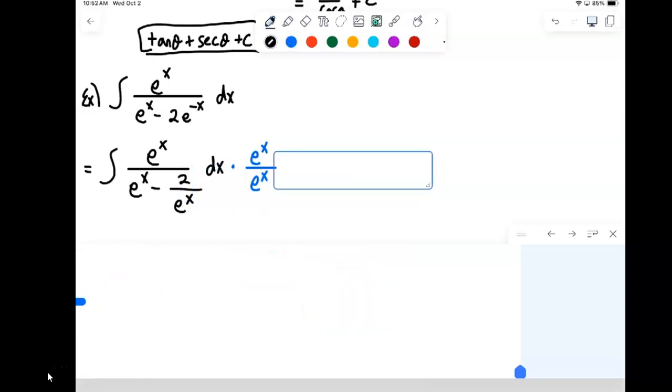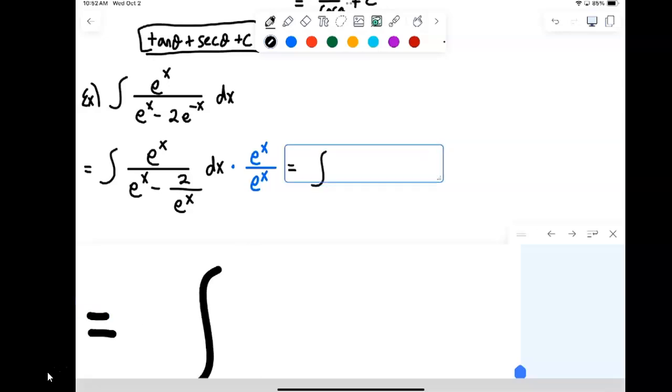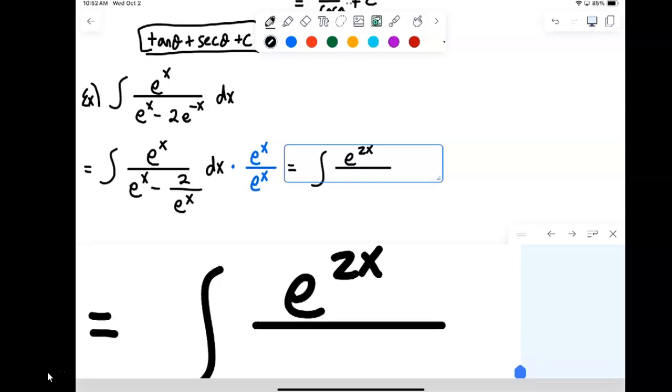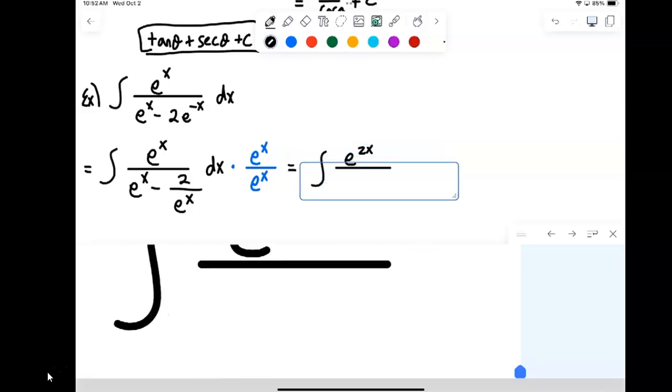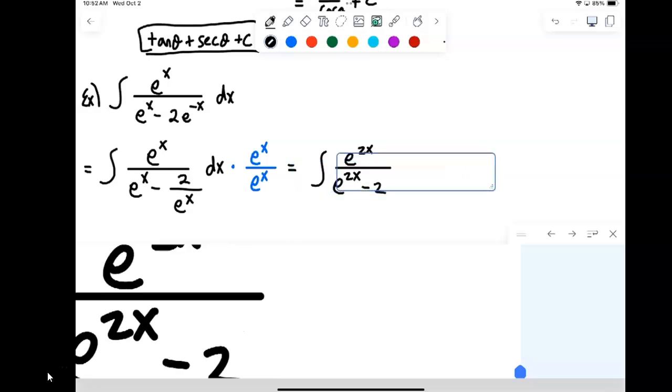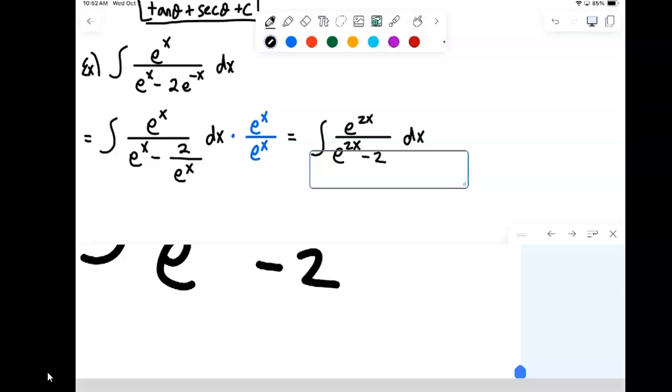And so we simplify. On top, e to the x times e to the x would be e to the 2x. On the bottom, that'll give me an e to the 2x minus 2 dx. Okay. Now we can start to take care of things.